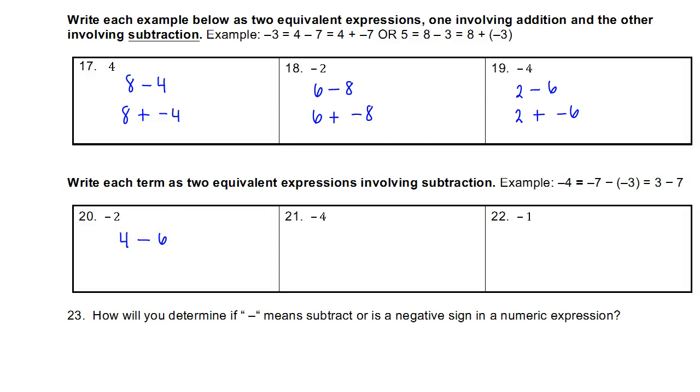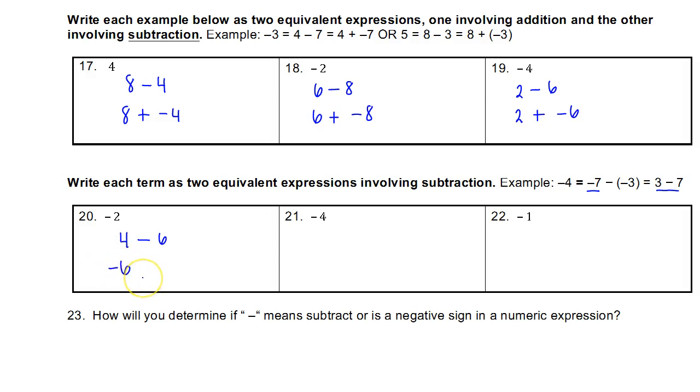Like we did for number 18, we could do 6 minus 8. Okay, but I went with 4 minus 6. So again, more than one answer. Okay, now I'm looking at their example here. So they did 3 minus 7, whereas I did 4 minus 6. And then I noticed that they just changed the order. So their negative 7 is going to come first.